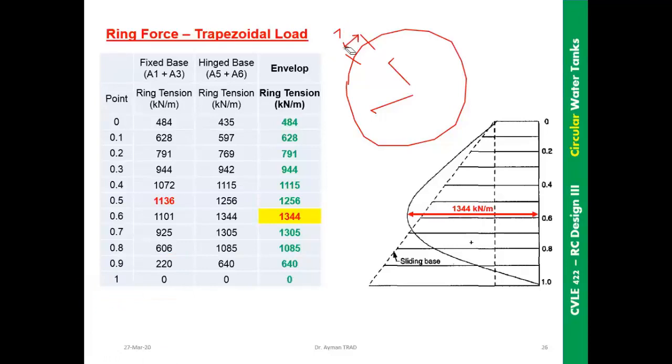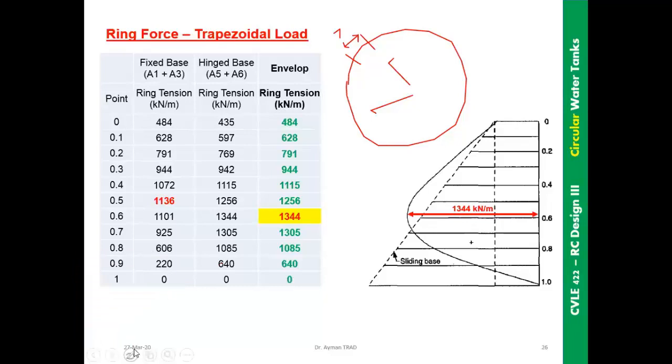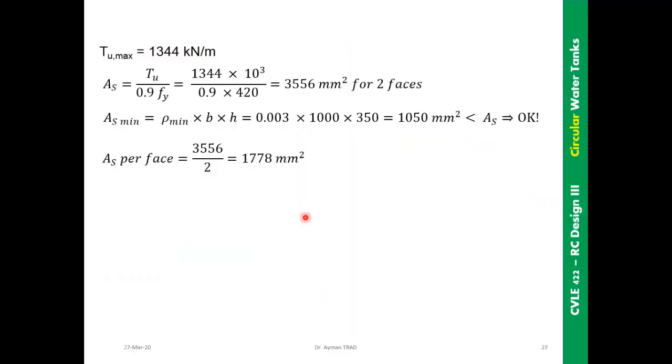As we did the design in the previous example, the maximum ring force is 1399. Then we'll design for this value following the same equation, AS equals T ultimate over 0.9 Fy. We'll have 3,556 millimeters square for two faces. Comparing to AS min, it's higher, so it's okay. AS per face, so over 2.